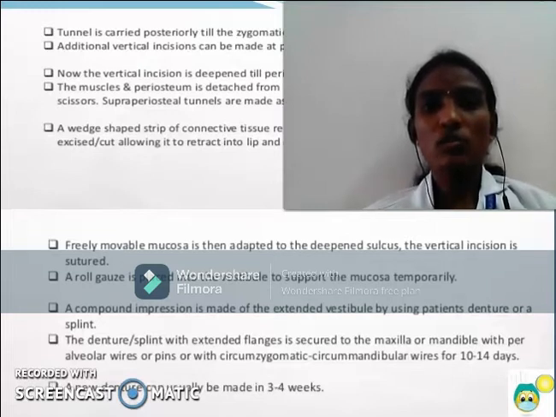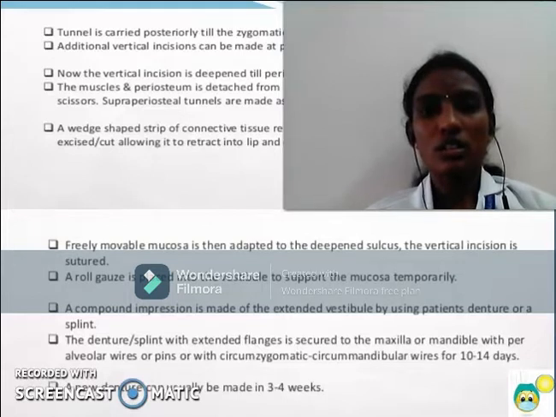Additionally, a vertical incision is made in the premolar and molar region for the posterior dissection. Now the vertical incision is extended to the periosteum at the midline. The muscle and periosteum are detached from the periosteum by supraperiosteal dissection using scissors.